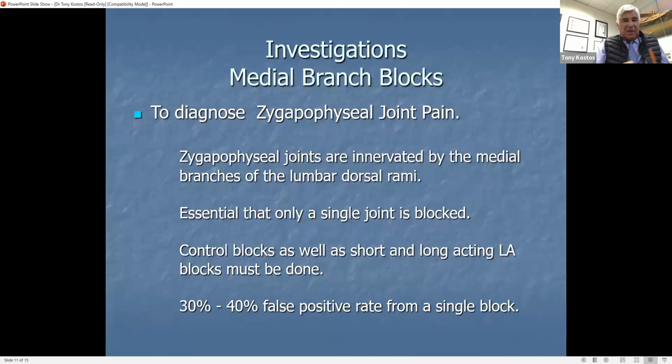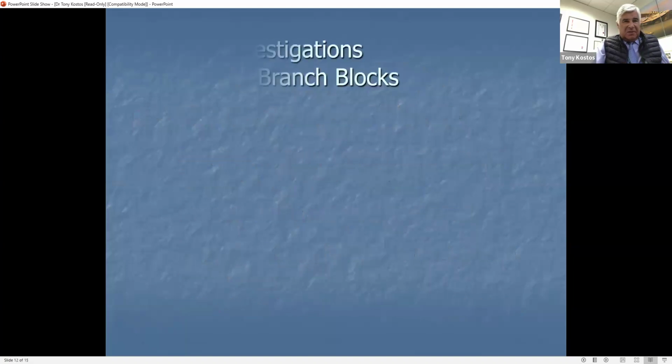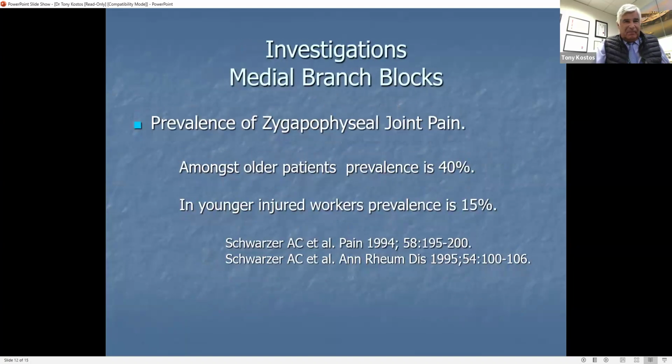So do we have the next slide, please, Sophia? This just shows, this is another Sydney rheumatologist, Nikolai Bogduk, no, Anthony Schwarzer. He did a lot of work on these, and he also had some sacroiliac joint blocks, which we'll come to. So obviously, if you've got arthritis, you're going to have pain as you get older anyway. So you can see amongst older workers, it was much higher than younger injured workers. Next slide, Sophia.